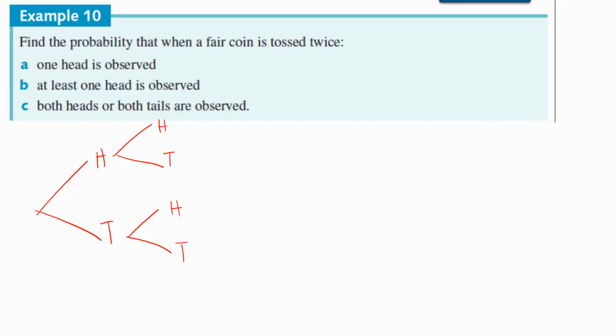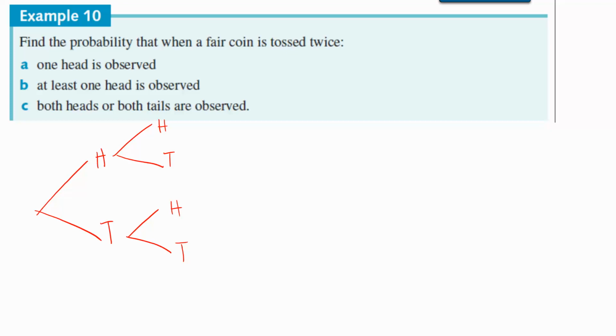So what you can see, I've just used the tree diagram to illustrate my possibilities. I can get H on the first go, H on the second go; H on the first go, tails on the second go; tails on the first go, H on the second go; tails on the first, tails on the second. These are all my possible outcomes if I flip the coin twice. That's just reminding you of what a tree diagram does. You're just putting out all the possibilities visually.